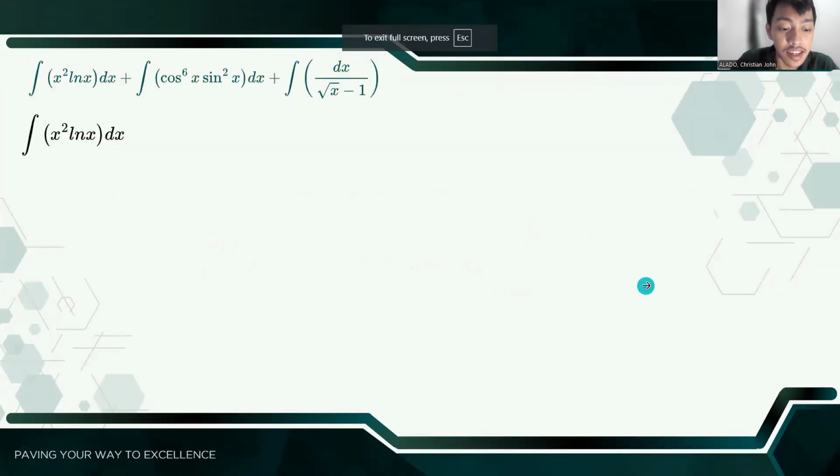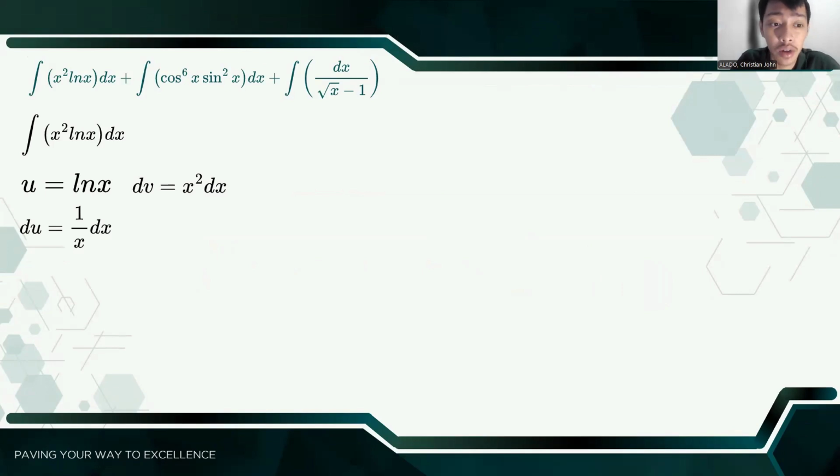So, let us take the integral of the first term, x squared ln of x dx. As we can observe, we can apply integration by parts for this problem. So, let's take ln of x for u and x squared dx for dv. Then, we get the differential of ln of x, and we get our v from dv by integrating x squared dx, which then gives us du equals dx over x and v equals x cubed over 3.